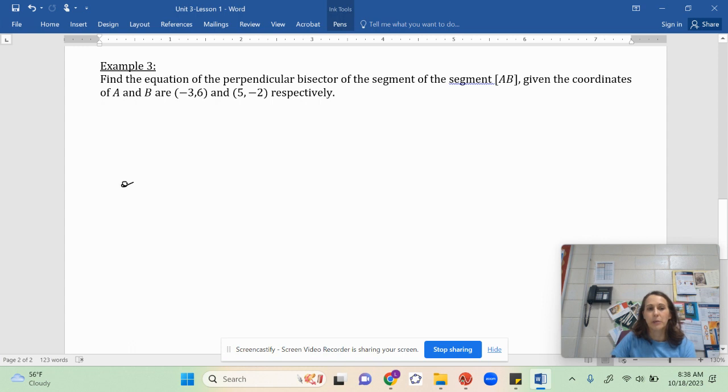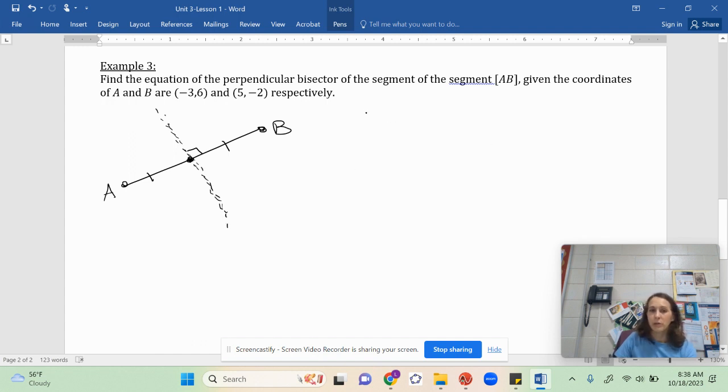And so basically what we're doing, I'm not actually going to plot these on the coordinate plane, but if you have 2 points, A and B, and you want the perpendicular bisector, we need the equation of the line that is perpendicular to AB and goes through its midpoint. It has to bisect it. So we're looking for the equation of this line, this dotted line here that I just made.